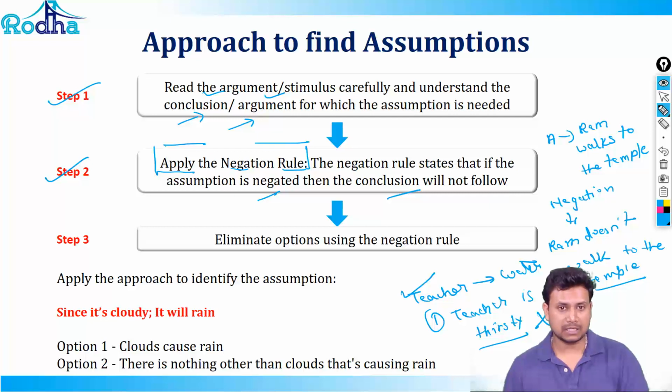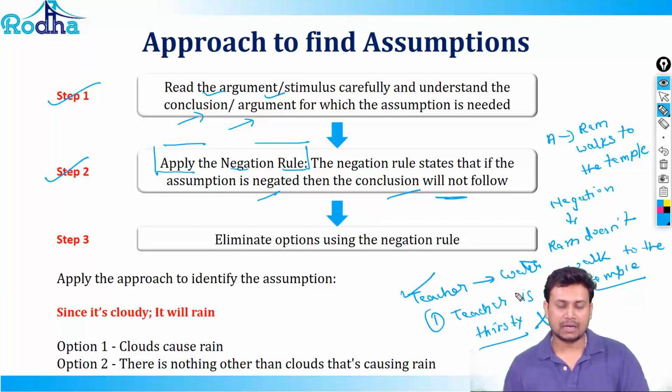Did you see how we applied this logic? We took an assumption and we negated it. And when we negated it, we again checked the conclusion. The conclusion should not follow. But in this case, the conclusion can follow because the teacher can still ask for a glass of water even if he is not thirsty. So that proves that this was the wrong assumption in the previous case.